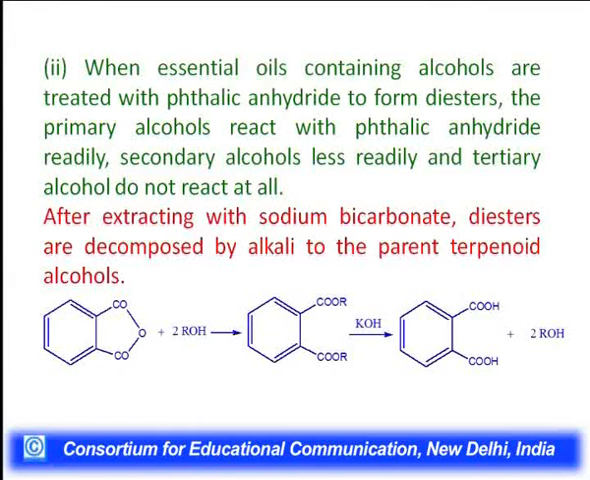After extracting with the sodium bicarbonate, diesters are decomposed by the alkali to the parent terpenoid alcohol. Here we have shown you the reaction in which we have taken phthalic anhydride. When it reacts with the alcohol, the terpenoid, it first forms the diesters of phthalic anhydride, which on reaction with potassium hydroxide convert into phthalic acid and the 2 alcohol moieties. So here we can get the terpenoid from this method.